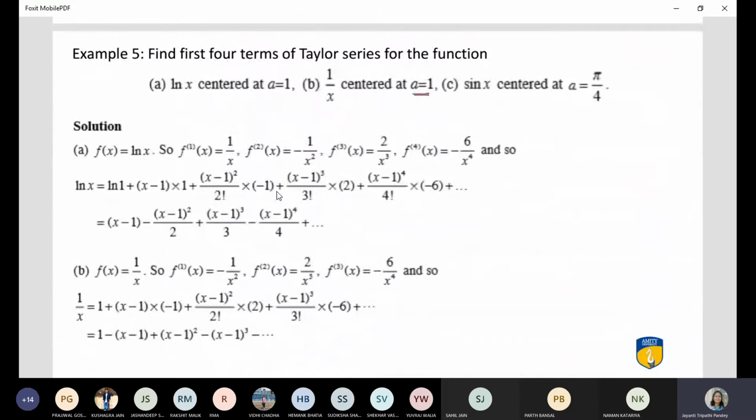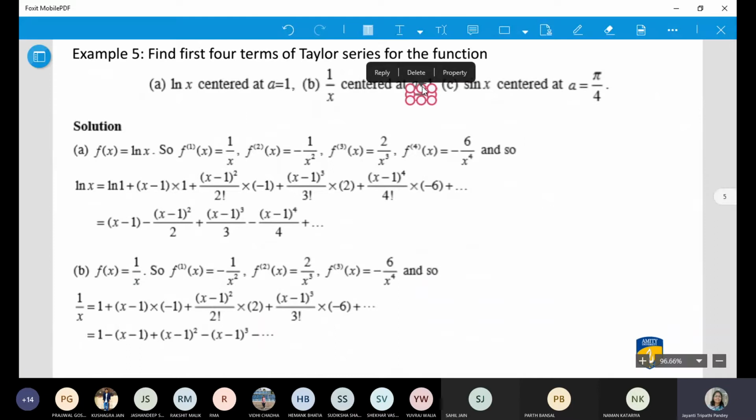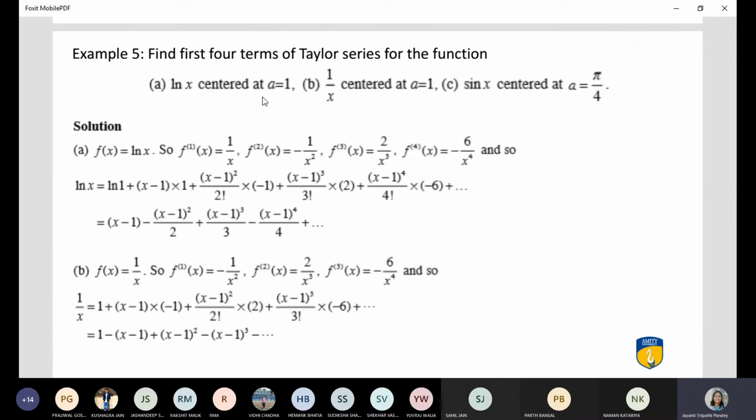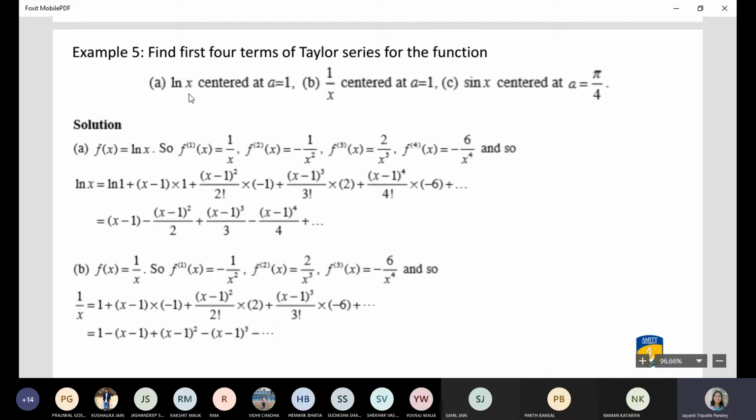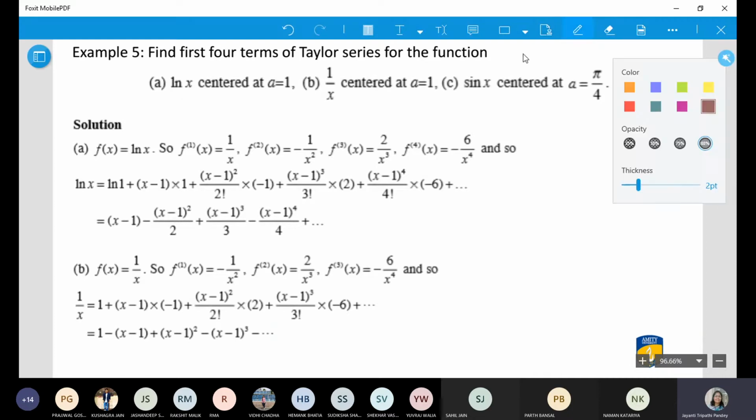Just see this question. Find the first four terms of the Taylor series for this function. The function is log x at a is equal to 1, then 1 by x at a is equal to 1, then sin x centered at a is equal to pi by 4. Now what is asked from you? It's not that you are only expanding log x. You are expanding it about 1.